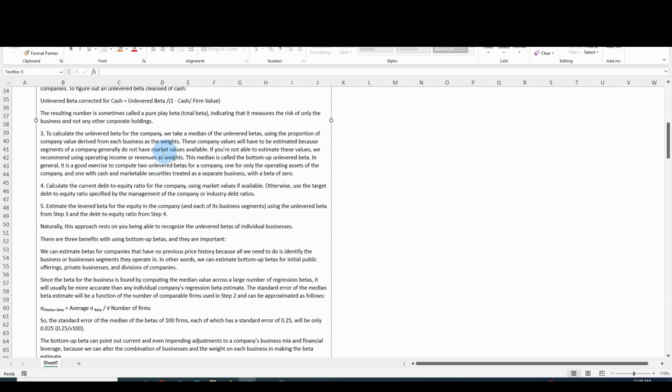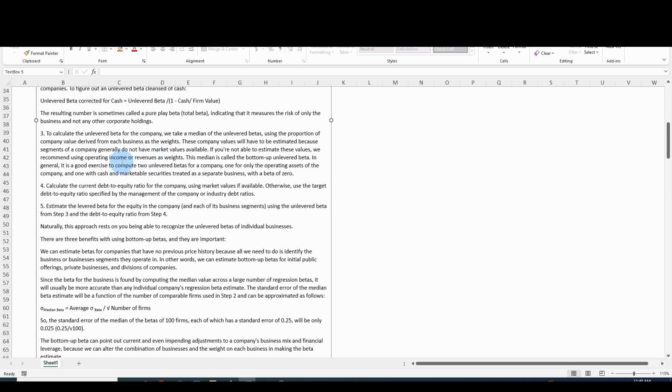To calculate the unlevered beta for the company, we take a median of the unlevered betas using the proportion of company value derived from each business as the weight. These company values will have to be estimated because segments of a company generally do not have market values available. If you're not able to estimate these values, we recommend using operating income or revenue as weights. This median is called the bottom-up unlevered beta.